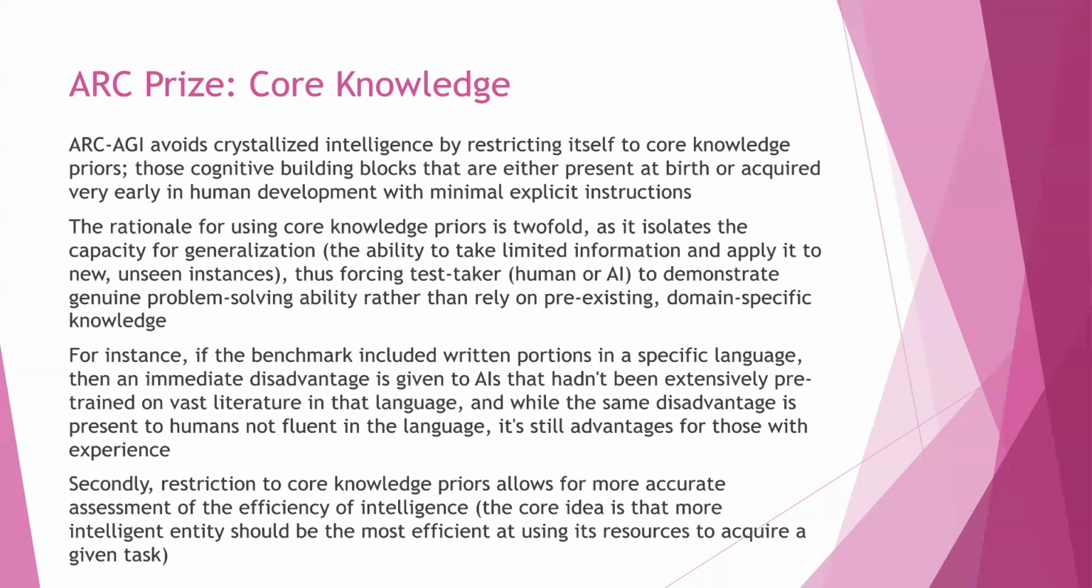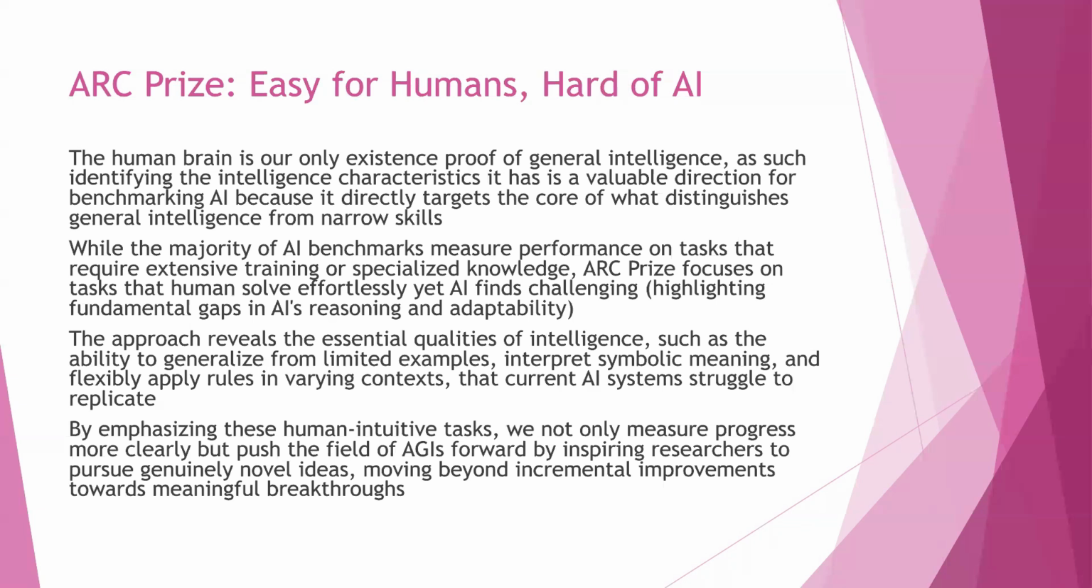Secondly, restriction to core knowledge priors allows for more accurate assessment of the efficiency of intelligence. The core idea is that a more intelligent entity should be the most efficient at using its resources to acquire a given task. Easy for humans, hard for AI is a phrase that essentially sums up the goal of ARC-AGI, because the human brain is our only existence proof of general intelligence. As such, identifying the intelligence characteristics it has is a valuable direction for benchmarking AI because it directly targets the core of what distinguishes general intelligence from narrow skills.